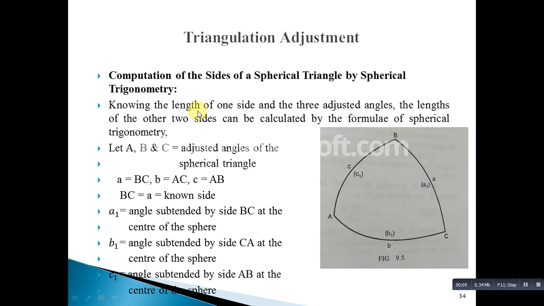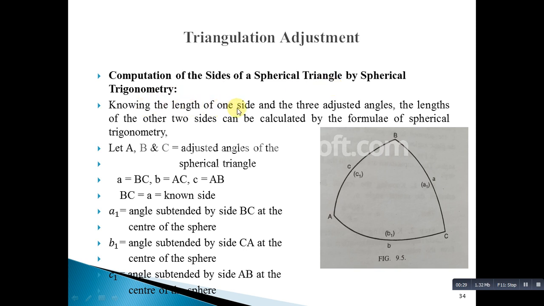Let's continue the remaining portion of triangulation adjustment. Initially we know the distribution of errors, then the spherical axis, and then the computation of the sides of a spherical triangle by spherical trigonometry. So we can use trigonometry to calculate the sides of a spherical triangle.